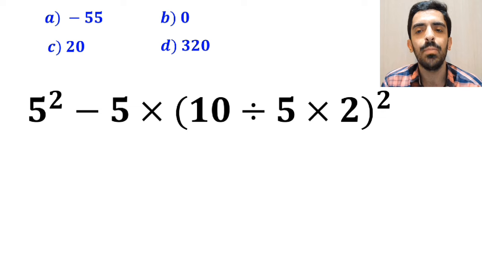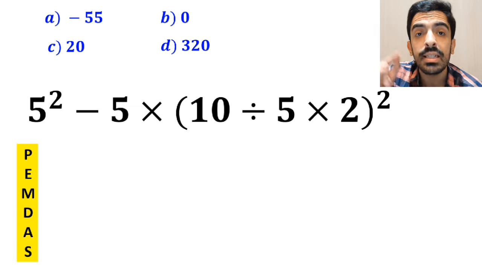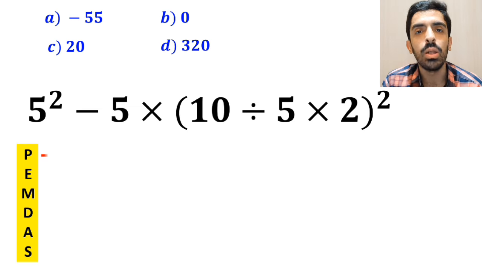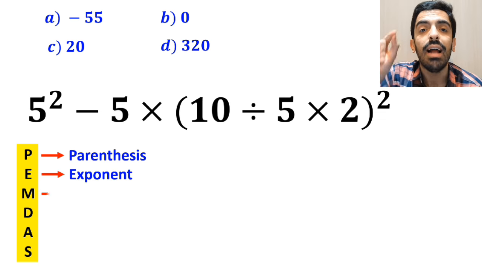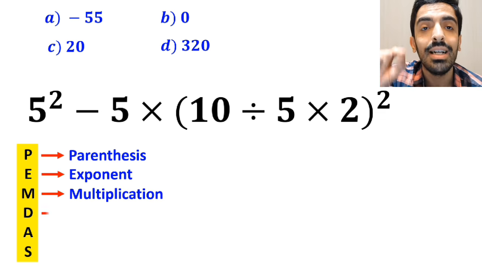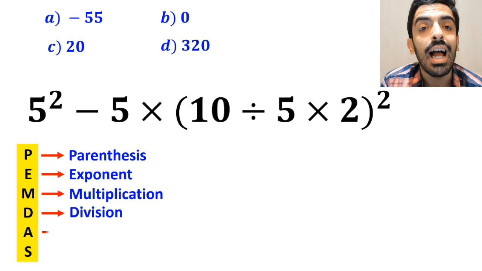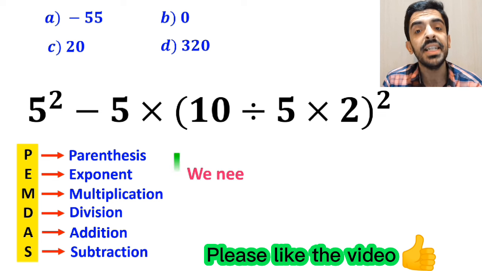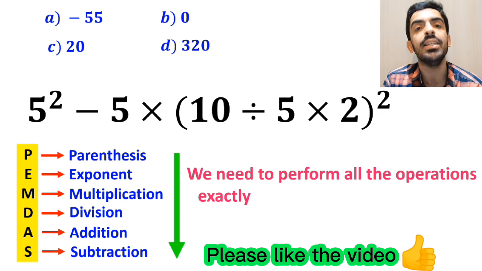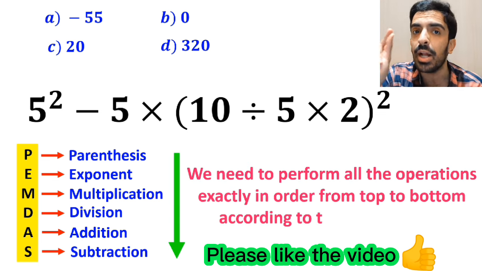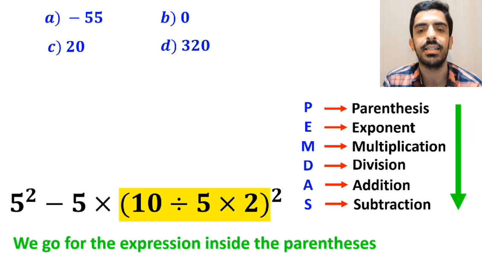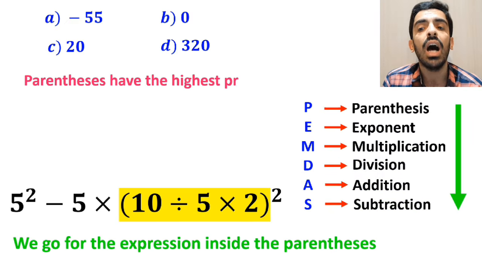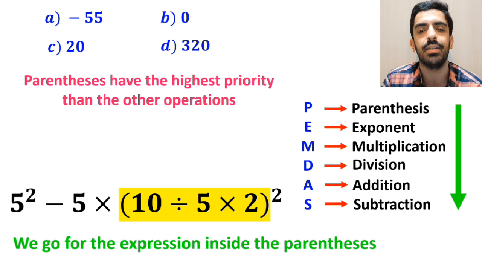To solve this problem, we must carefully follow the PEMDAS rule step by step. In this rule, P stands for parentheses, E stands for exponent, M stands for multiplication, D stands for division, A stands for addition, and S stands for subtraction. We need to perform all the operations exactly in order from top to bottom according to the PEMDAS rule. So, first we go for the expression inside the parentheses, because parentheses have higher priority than the other operations.